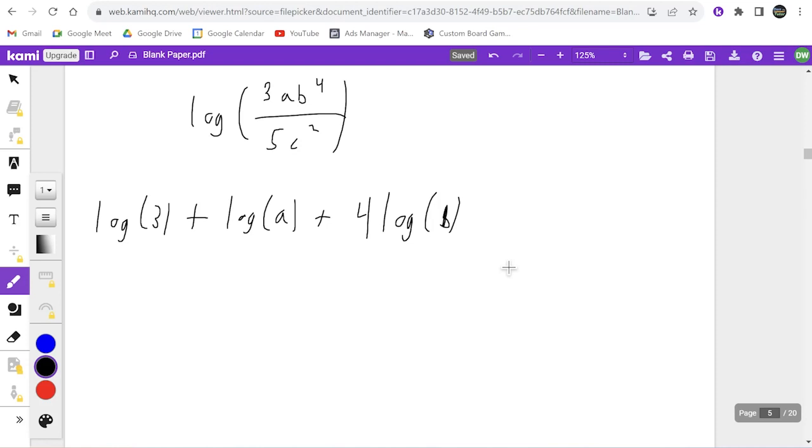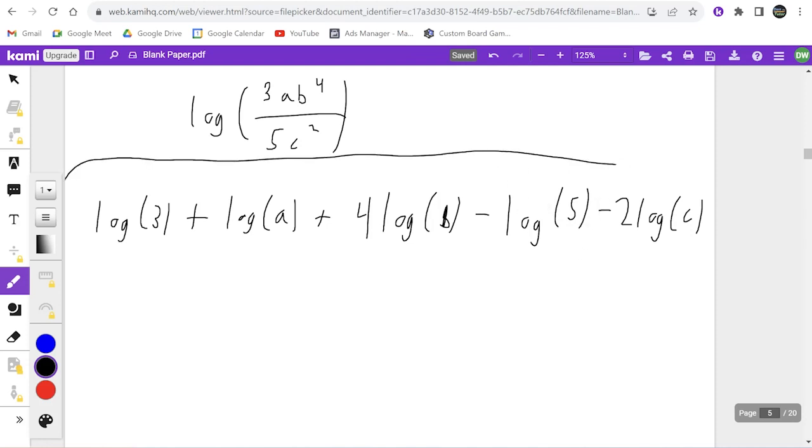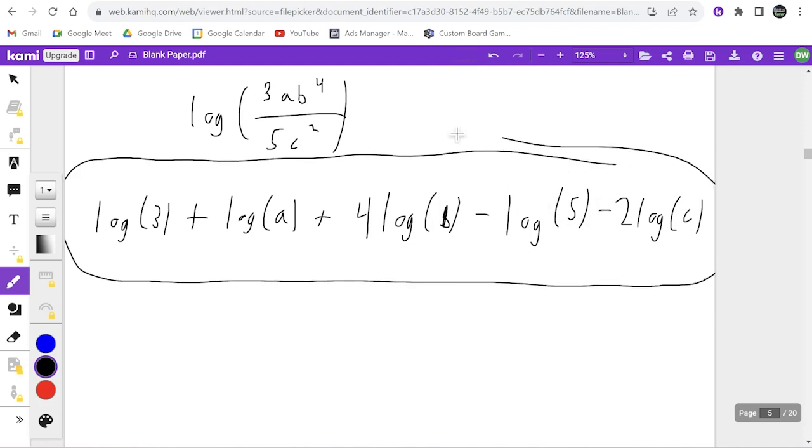Now for the denominator. Since both the 5 and the c squared are in the denominator, I'm going to say this: minus log 5 minus, I'm actually going to write that as 2 log of c because of that power property. But the most important thing is to remember that both of them get the minus sign because they're both in the denominator, and that's the rule. And just like that, we're done, because I already took care of the power rule. Any questions on that one?